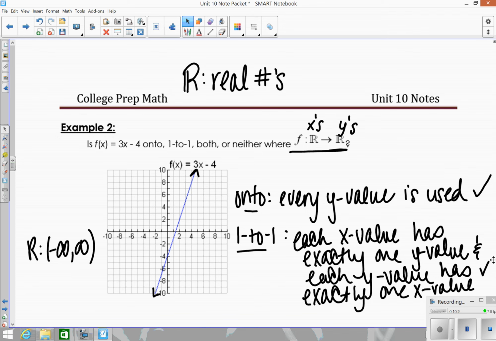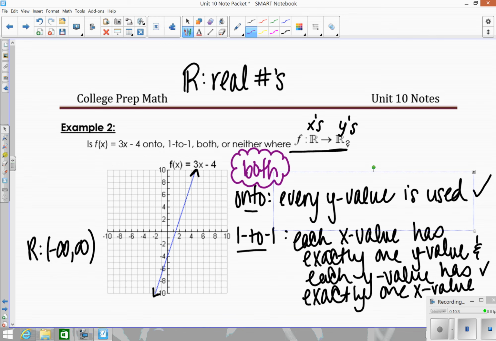So that means that this function would be both one-to-one and onto on this real number to real number mapping. So it would be called bijective, or you could just say that it has both. So I'm going to just answer it as both because that's what the question asks.